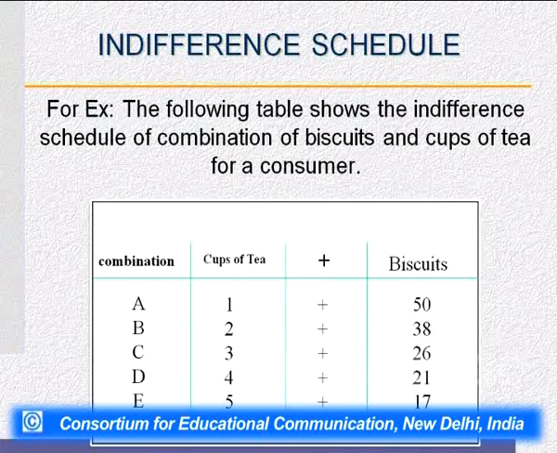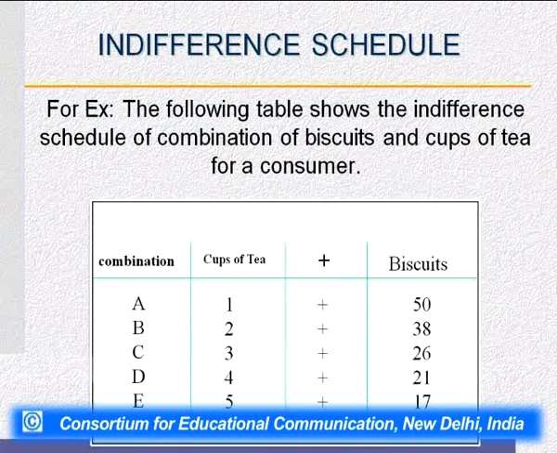Suppose first combination A, where the consumer has 1 cup of tea plus 50 biscuits, and suppose the A combination gives a higher satisfaction to the consumer. The B combination is another combination where the consumer gets a higher satisfaction. The other combination is C, where the consumer consumes 3 cups of tea and 26 biscuits.